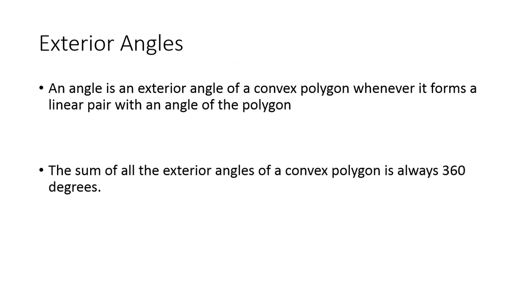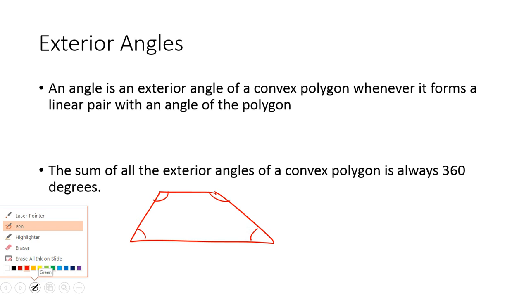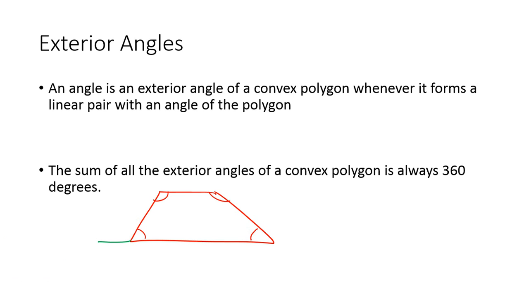Now, exterior angles. In any type of polygon, you have interior angles, which are the ones on the inside, which are right here, and then you also have your exterior angles. My exterior angles, I'm going to have all go this direction. All of these are my exterior angles: this angle, this angle, this angle, and that angle. The green ones on this are your exterior.